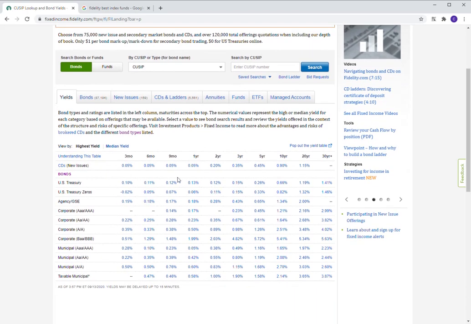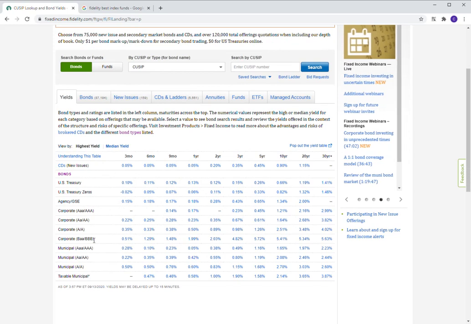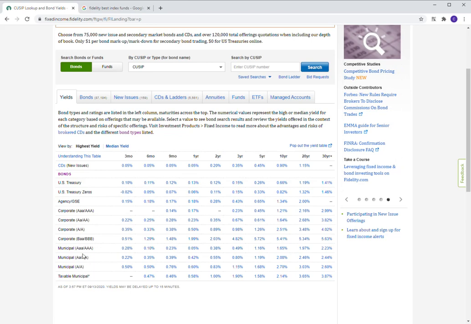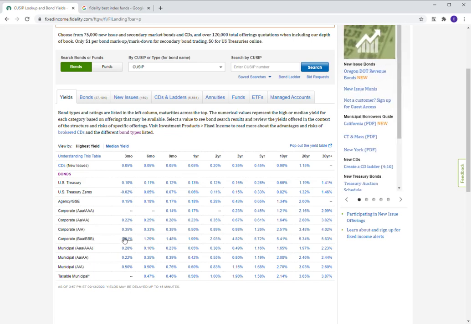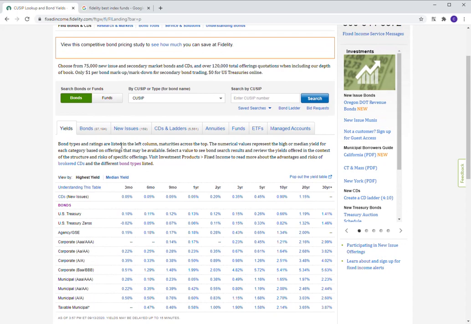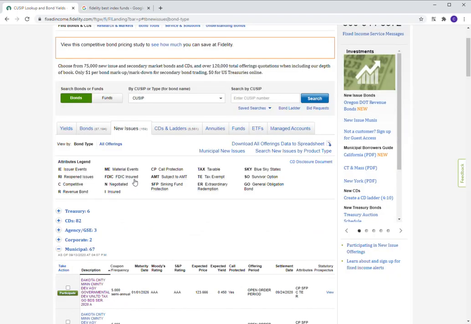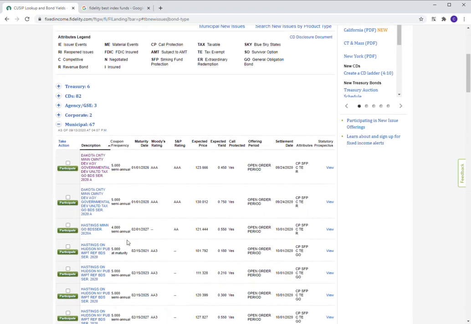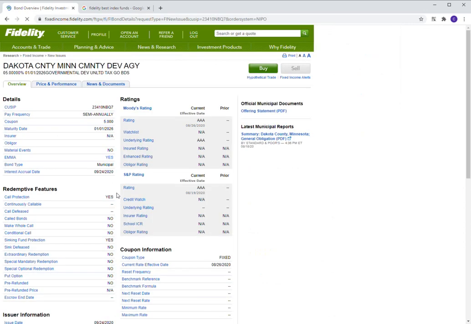Here they have a general rating, so you can take a quick peek at some of the yields that they've been seeing. This is everything from U.S. Treasury bonds down to your BBB rated corporate bonds. So we'll go to new issues. Here's where you would go to purchase some new issue bonds. Let's click on the very first one. This is the Dakota County, I'm assuming Minnesota, Community Development Agency. I don't know, if anybody knows, feel free to comment down below.